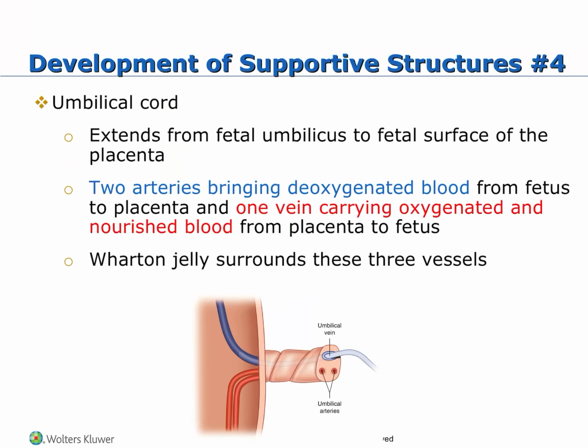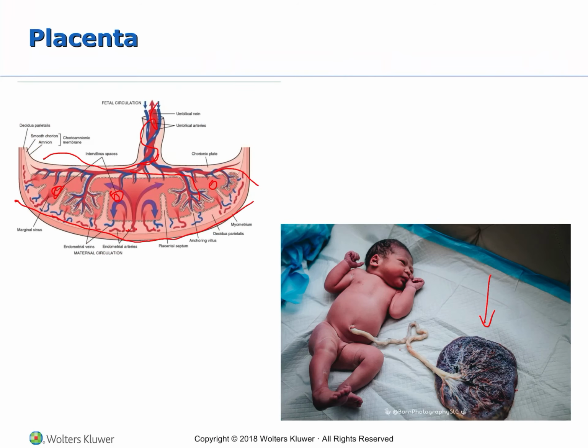Okay, so the umbilical cord then extends from the fetal umbilicus, so from that belly button, to the fetal surface of the placenta. So going back to look at that, it extends from here. This is the fetal surface of the placenta. So this piece that you see here is what's on the inside. The opposite side, this side out here, is what sits up against the inside of the mother's uterus.